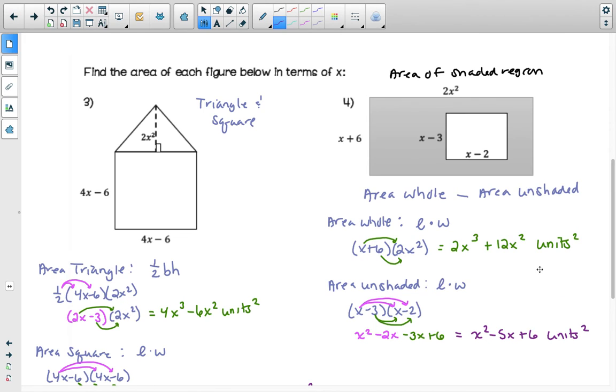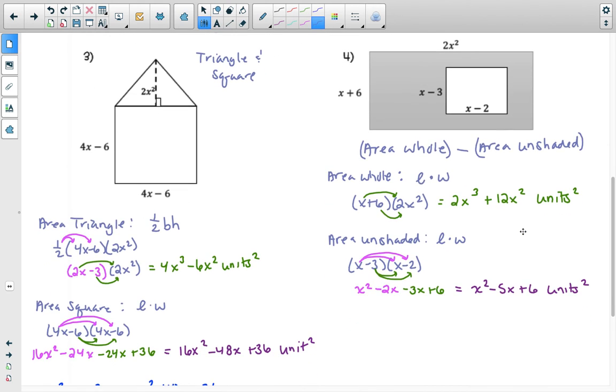So we want to subtract this. We want to make sure that we group things together. So we're going to take the whole area, we're going to subtract the area of the unshaded. So the whole side is 2x cubed plus 12x squared. And we're going to subtract the area of the unshaded, which I'm going to group as x squared minus 5x plus 6.